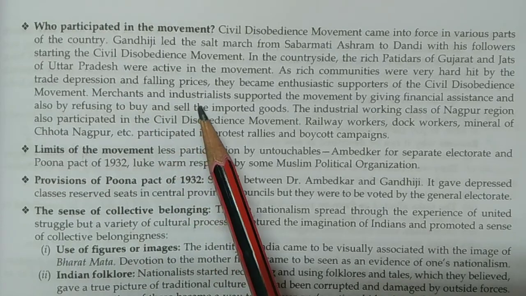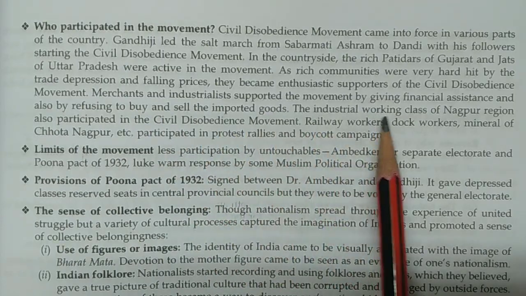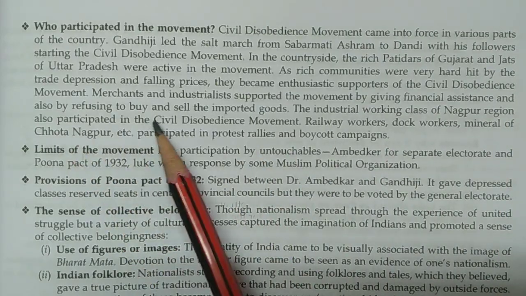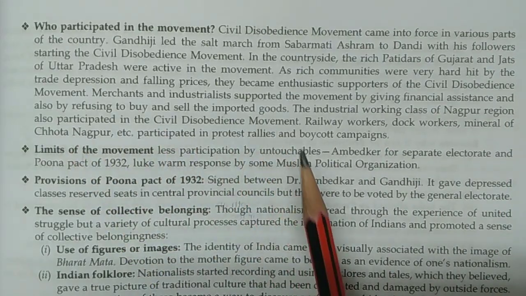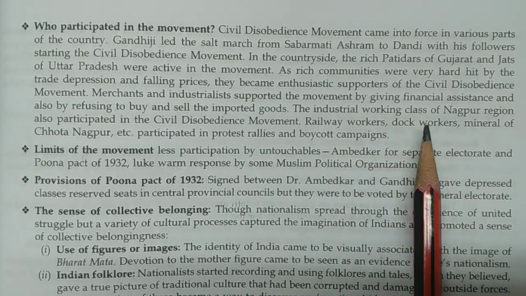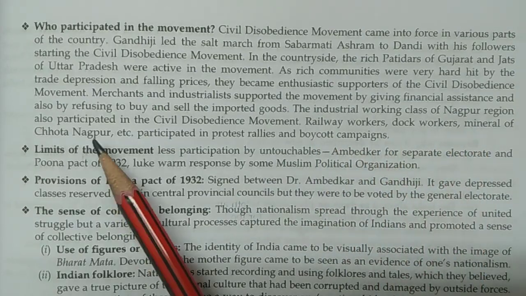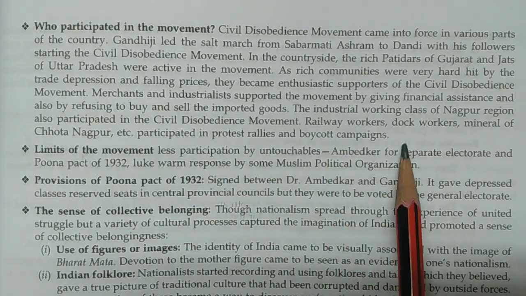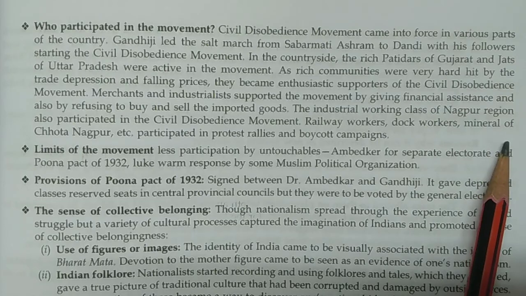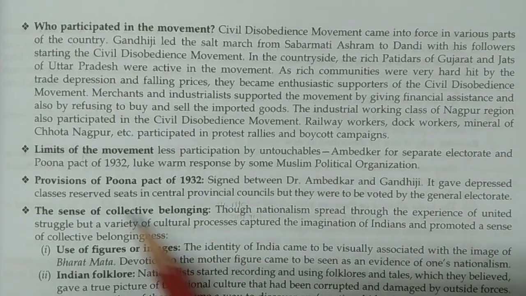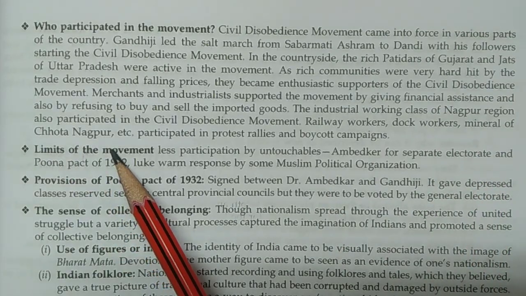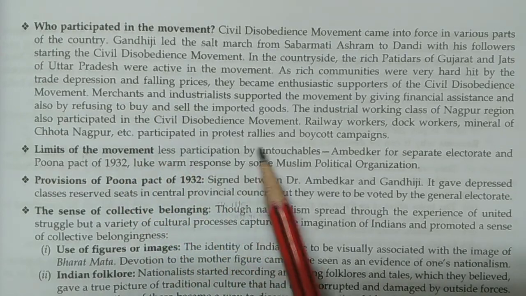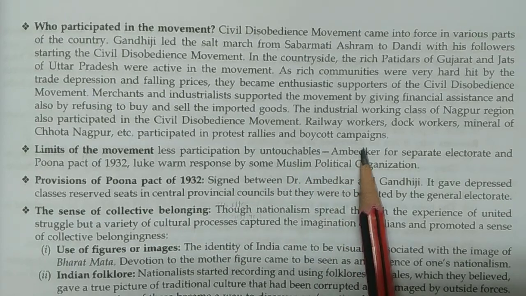Merchants and industrialists supported the movement by giving financial assistance and also by refusing to buy and sell imported goods. The industrial working class of the Nagpur region also participated in the civil disobedience movement. Railway workers, dock workers, miners of Chota Nagpur, etc. participated in protest rallies and boycott campaigns.